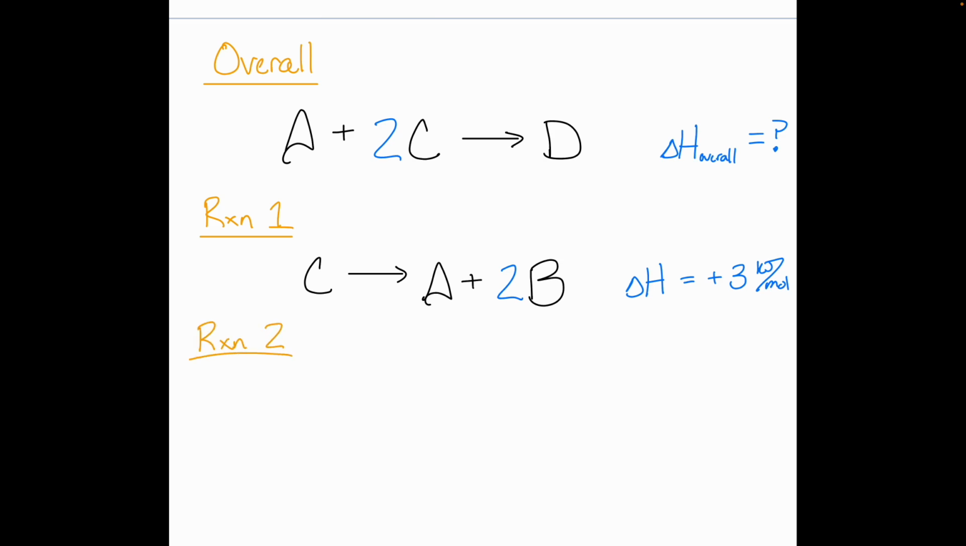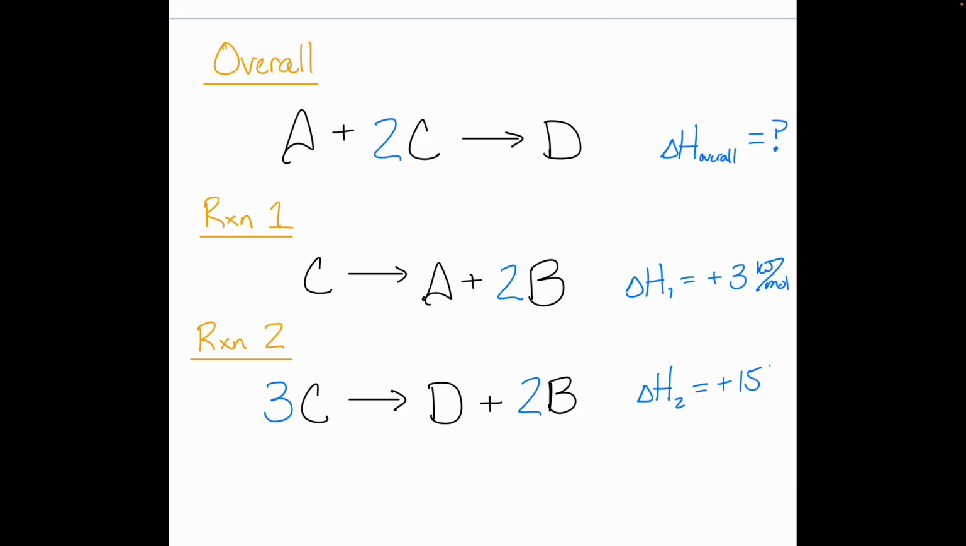Then we also know that in reaction 2, the second reaction that we've studied, 3C will decompose into D plus 2B. When we studied the delta H of that reaction, we got plus 15 kilojoules per mole. Given these two chemical equations, I want you to try to combine them in such a way that we get our overall chemical equation, and then tell me the delta H of that overall reaction.